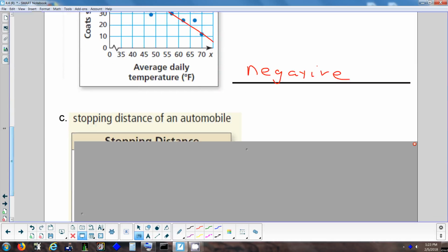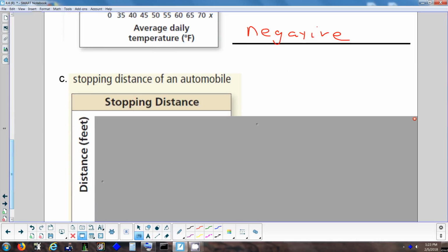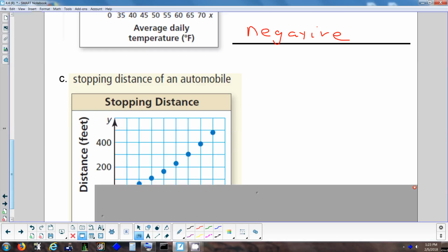Stopping distance of an automobile and probably how fast it's going. That's probably what they're going to look at here. Yeah, it's miles per hour on the bottom. So what do you think? Do you think there's a connection between how fast you drive and how long it takes to stop? Yes, that one I would definitely say. The faster you go, what? The more resistance there is to your stop. So in terms of stopping distance, if you go faster, it's going to take more distance to stop.